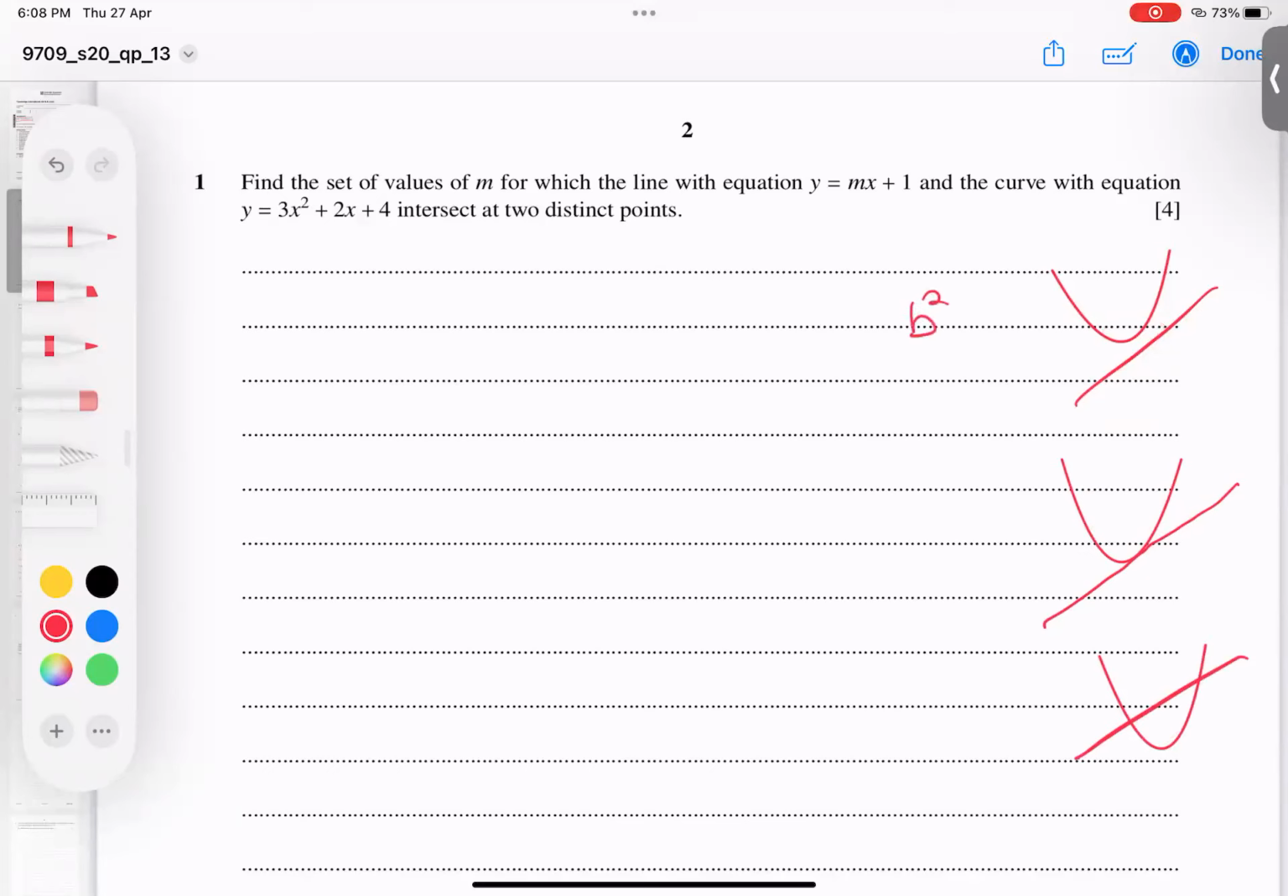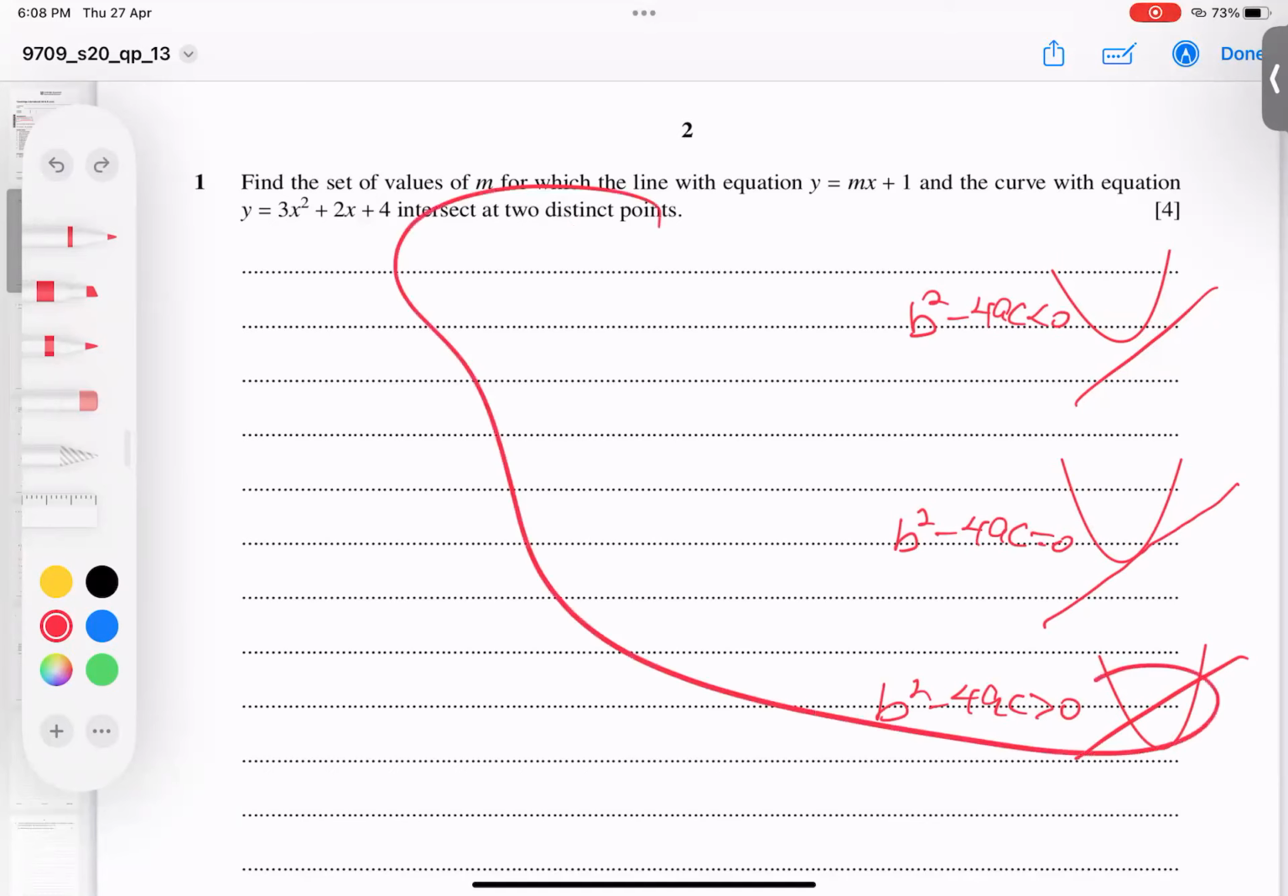First condition, they are not touching. It means b squared minus 4ac is less than 0. Condition number 2, b squared minus 4ac equals 0. And condition number 3 is b squared minus 4ac bigger than 0, because it is at 2 points. So let's start. He's saying 2 distinct points, so he talks about the third condition. But step number 1, how do we apply this formula?